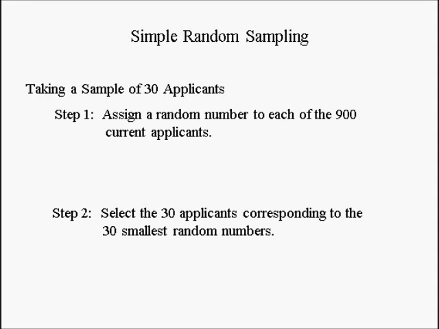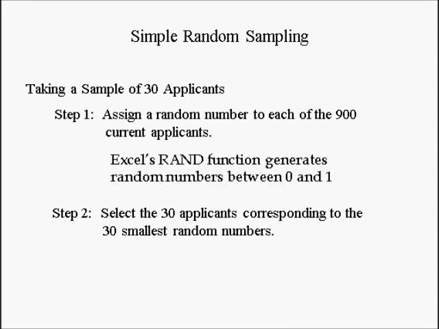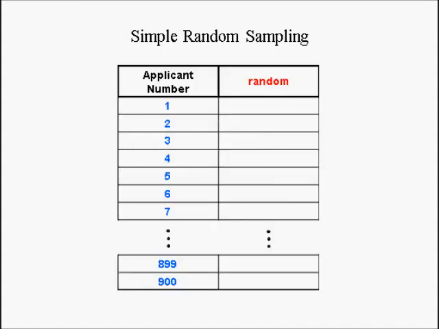In step 1, a random number is assigned to each of the 900 current applicants. Excel's random function generates random numbers between 0 and 1. In step 2, the 30 applicants with the 30 smallest random numbers are selected. Because there are 900 applicants at St. Andrews College for the current year, we generate 900 numbers from 1 to 900. In the Excel spreadsheet below, we have typed applicant number in cell A1. In cells A2 to A901, we have generated numbers 1 to 900.